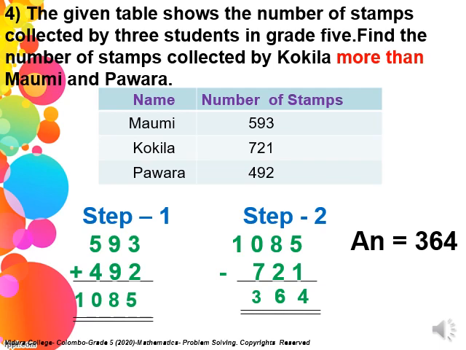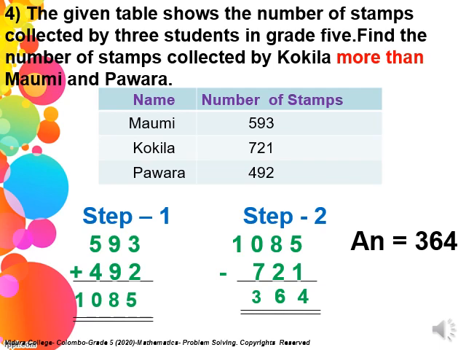Let's read the table now. In this table you have 2 columns, names column and number of stamps column. So Mayumi collected 593 stamps. Kokila collected 721 stamps. Pavara collected 492 stamps. Let's read the question again.